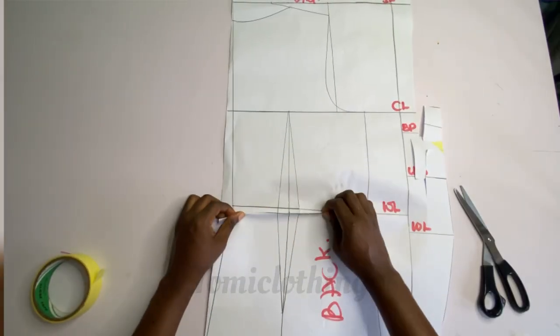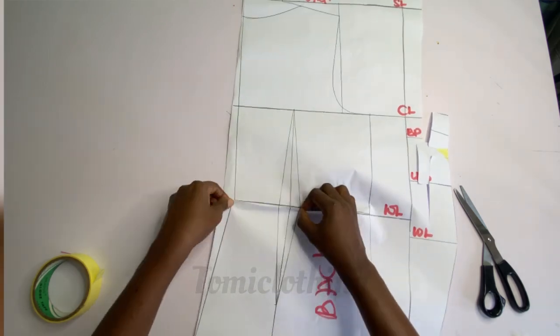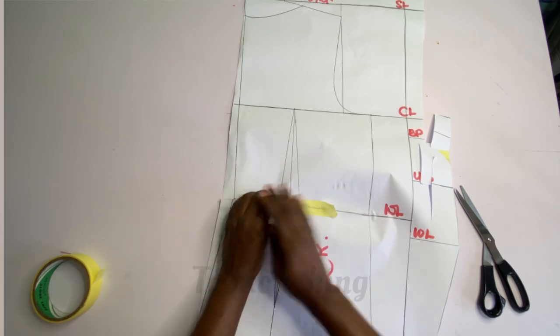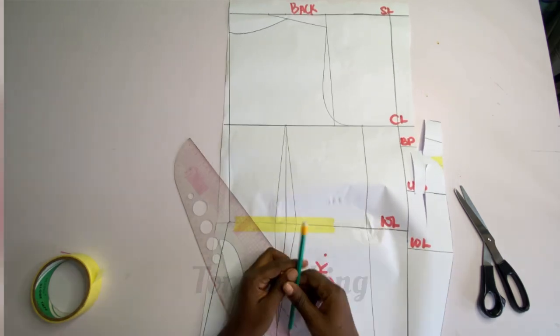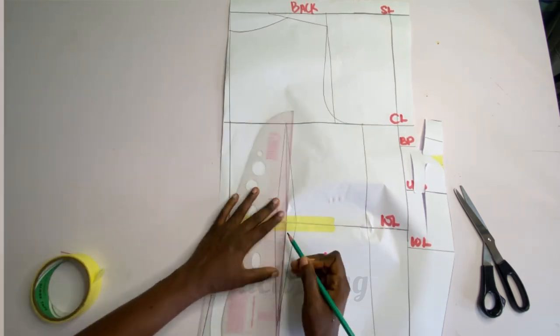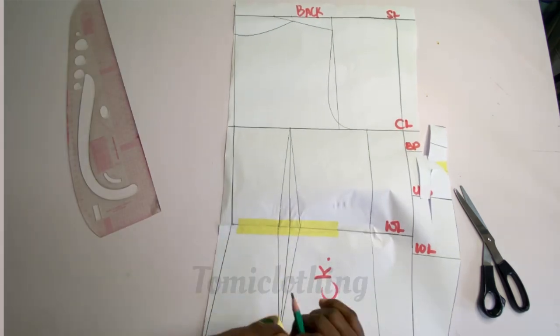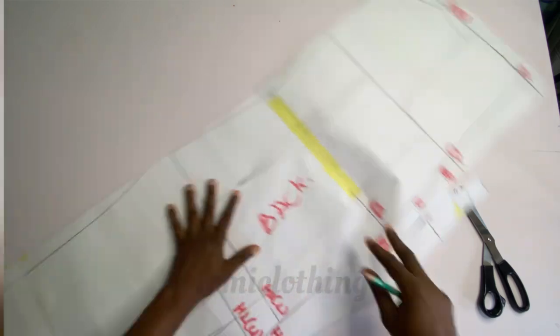For the back pattern, make sure that you close the waistline. Just as you can see, you close the waistline this way. Then you use your paper tape to hold it down. Wherever you see that the lines are not connecting together, you reshape the lines for them to connect well. So this is what we have for closing of the back pattern.